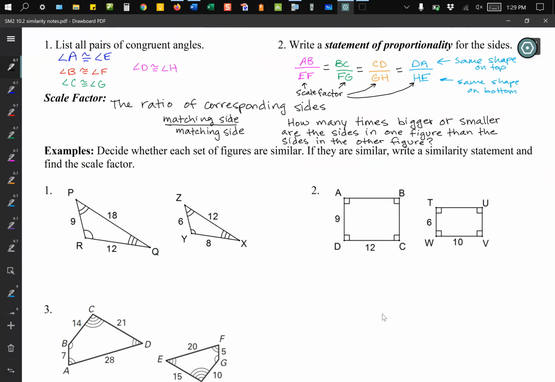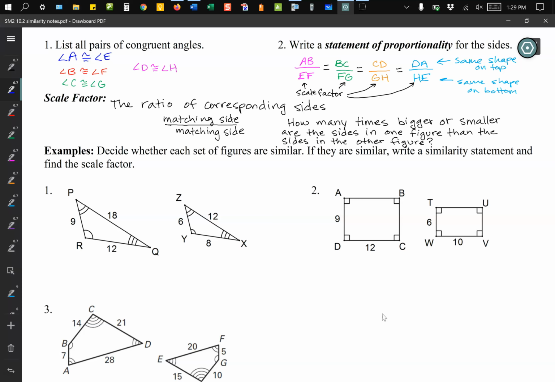The next problems want me to do three things. They want me to decide whether the figures are similar. To do that, I need to make sure that all of the sets of angles are matching, congruent to each other. If I've got 3 angles, I need to have 3 sets of congruent angles. If I've got 4 angles, I have to have 4 sets of congruent angles. And I also need to make sure that when I make fractions out of matching sides, all of the fractions simplify to the same thing.